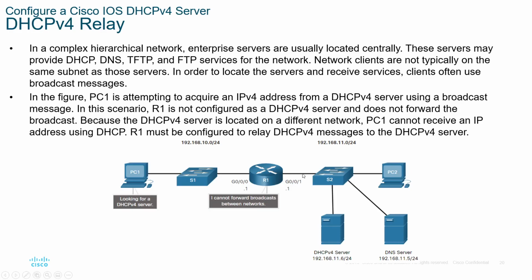That just basically means the broadcast message sent from PC1 will never be able to reach the DHCPv4 server without an extra step. And this extra step is just basically configuring router 1 to relay DHCPv4 messages to the server in a different network segment. Now, this relay function just basically means that router 1 will be able to take the broadcast message and forward it out another interface to the specific DHCPv4 IP address.